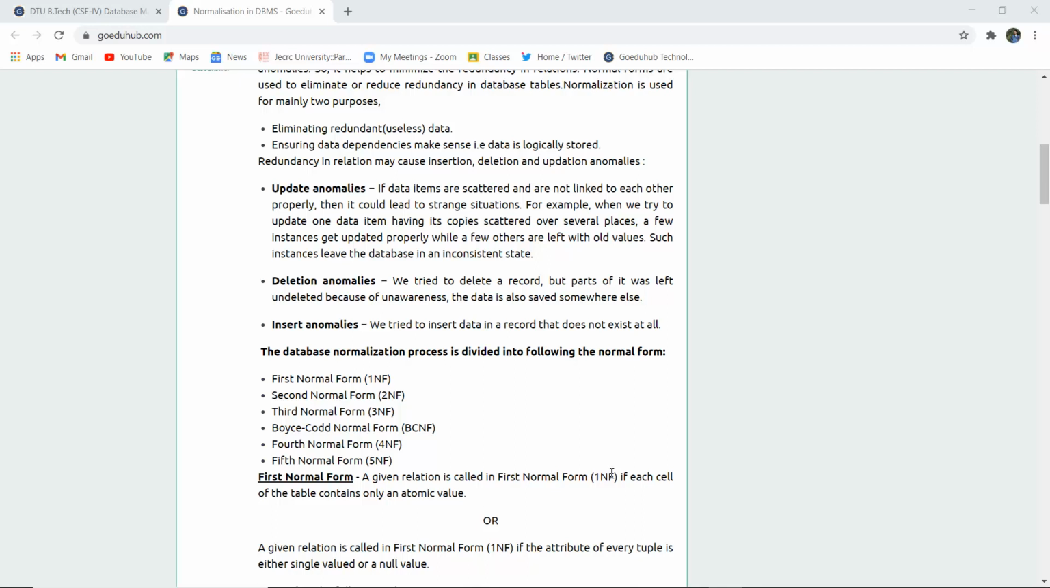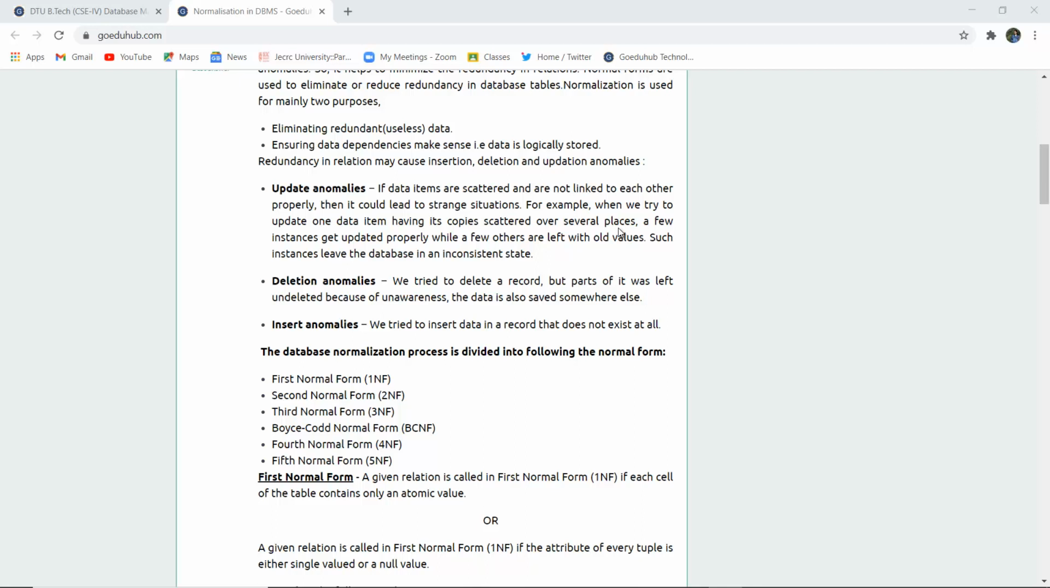Let us know what those anomalies are. First is the update anomaly. If data items are scattered and not linked with each other properly, it could lead to strange situations. For example, when we try to update one data item and have its copies scattered all over the place, then some may be updated properly while a few others may be left with the old values. For example, if I am changing a record where ID is 104 in a particular table and I update only that table, but in another linked table a similar ID exists and the update is not made, then an anomaly has occurred. Redundancy of data has occurred. So to avoid that, normalization is used.